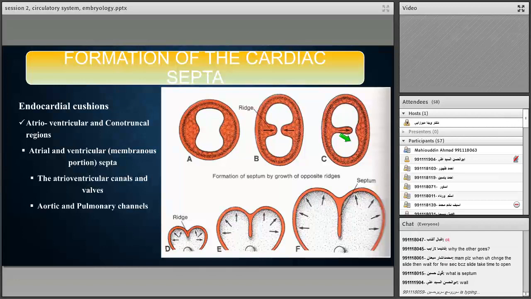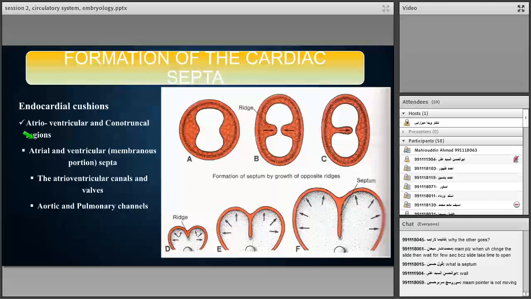Okay? So, these endocardial cushions are forming the septums in the atrioventricular and conotruncal regions.